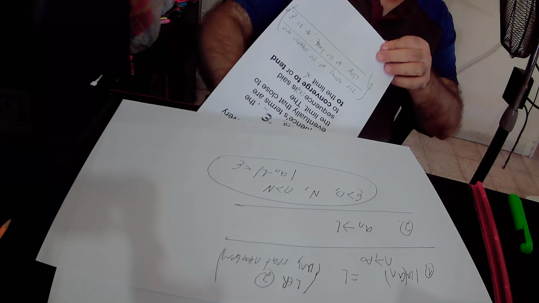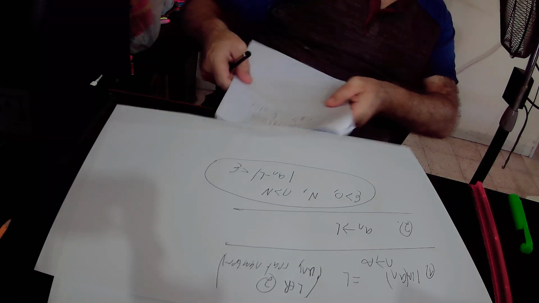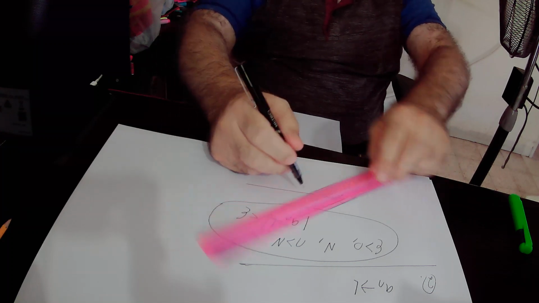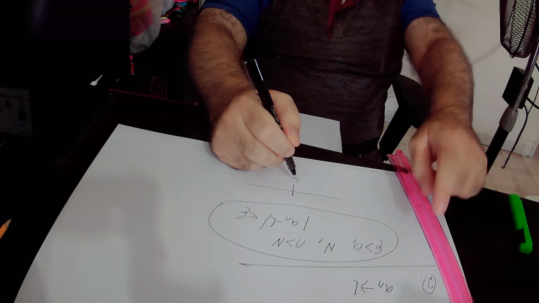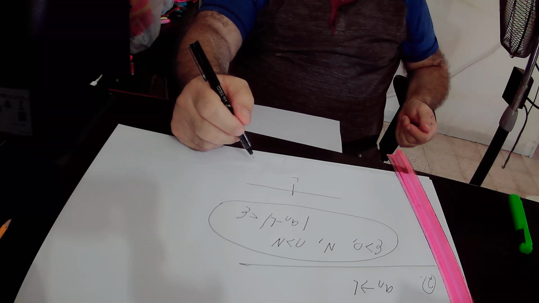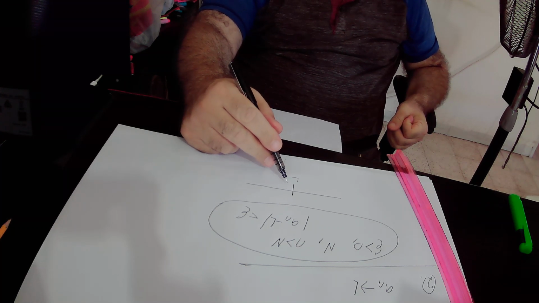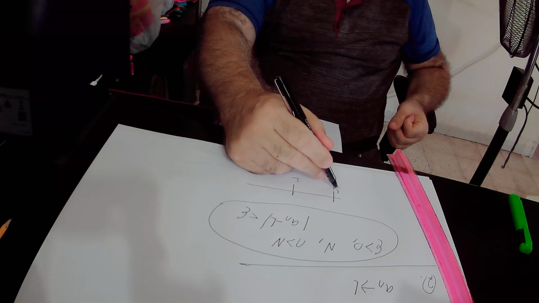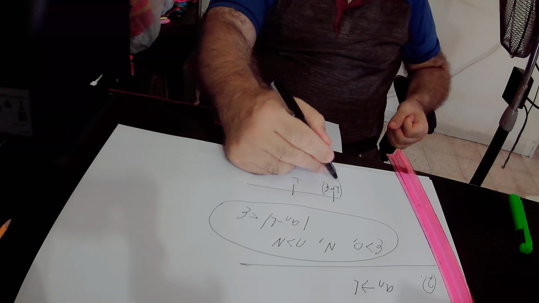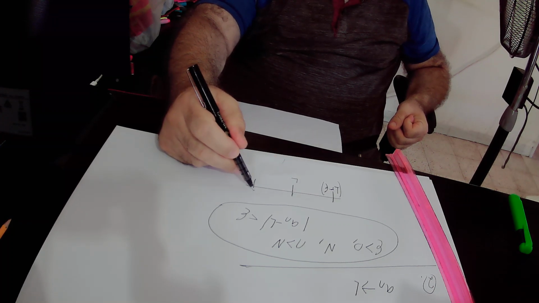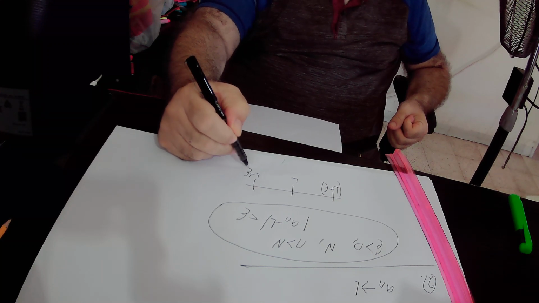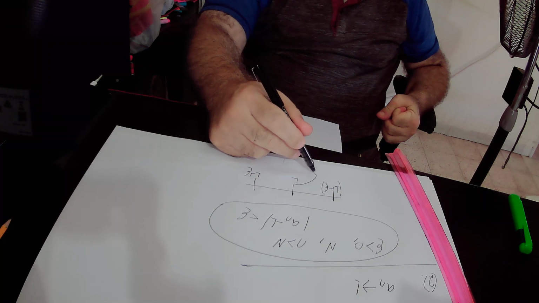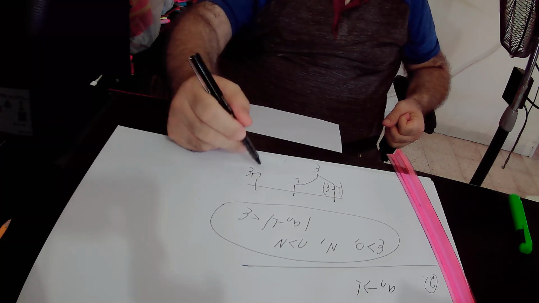So actually, if L is the limit of sequence an, then the environment of L will start from L minus epsilon and end at point L plus epsilon, and the radius of the environment of L is equal to epsilon. Okay.